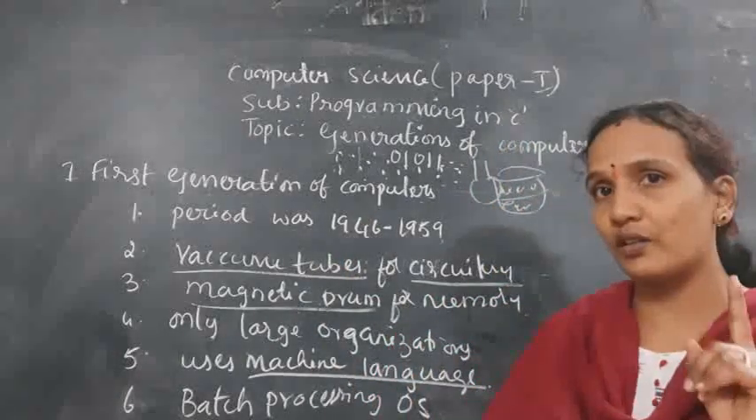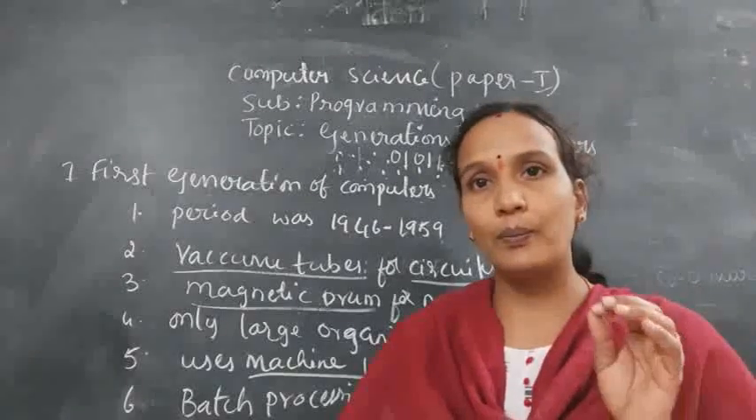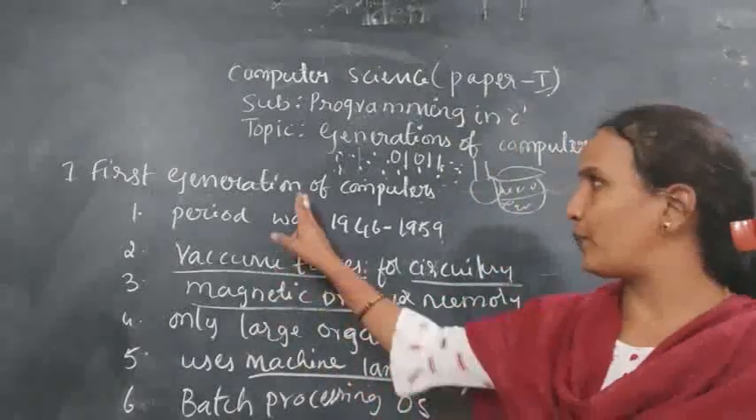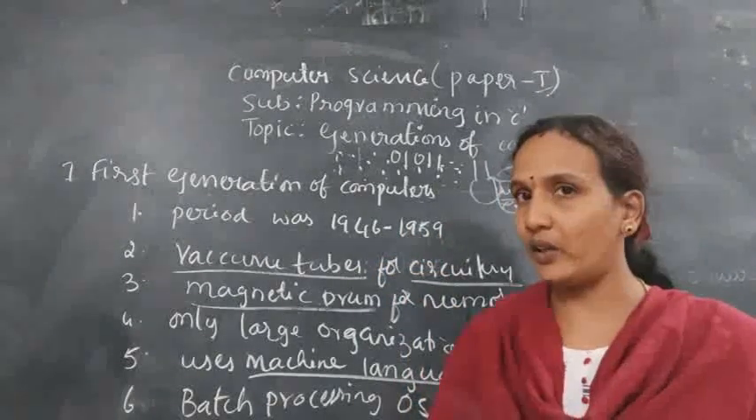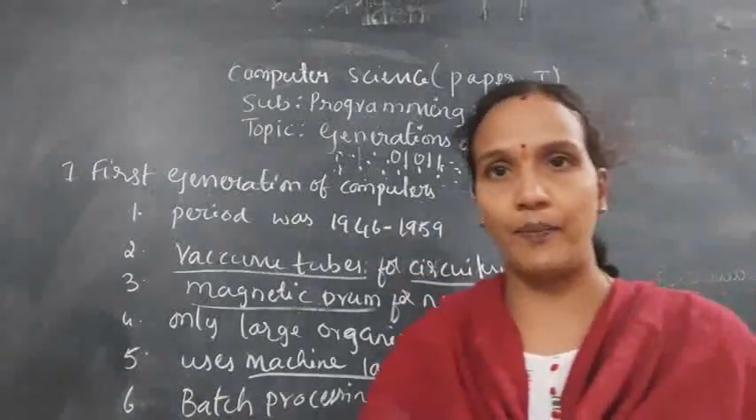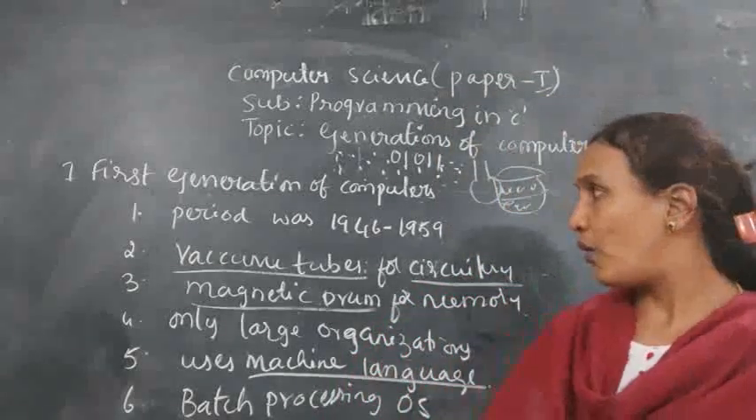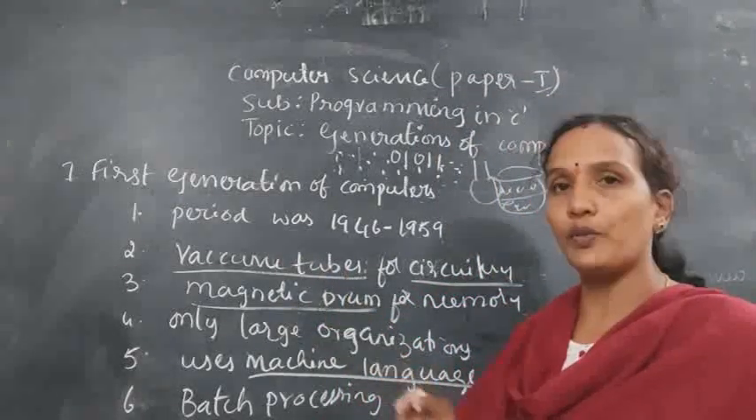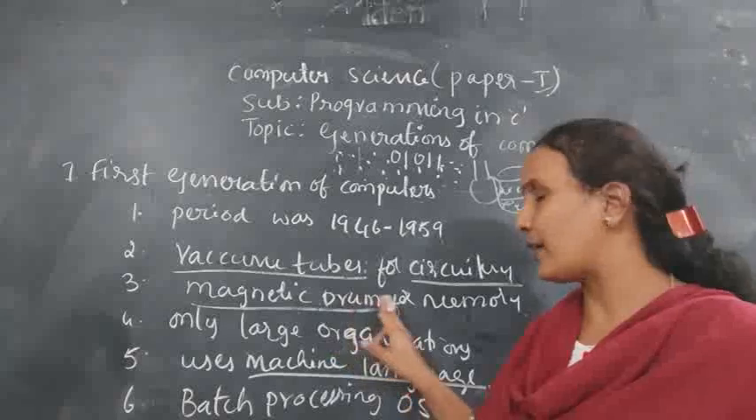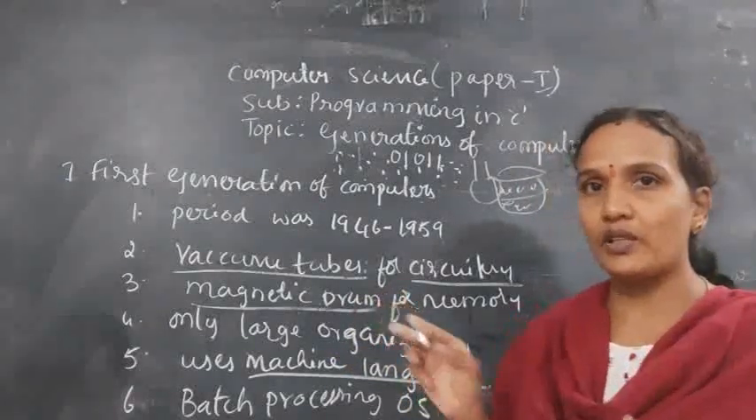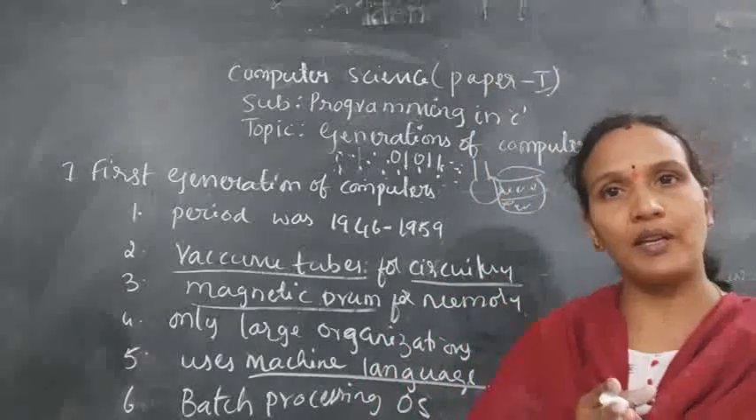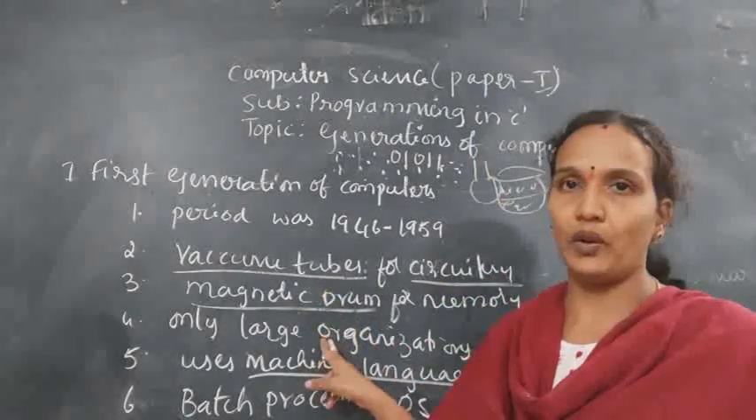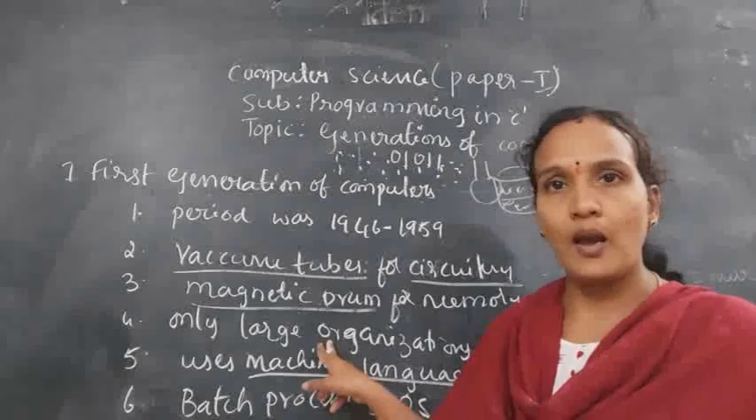The thing you need to remember is that the period of the computer was 1946 to 1950. What technology did they use? Vacuum tubes. And they used a magnetic drum for the memory. Actually, what is the technology? Vacuum tubes. What did they use as memory? Magnetic drum. Okay, magnetic drum was used as memory.